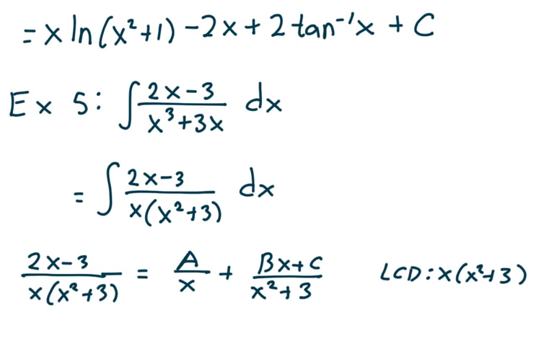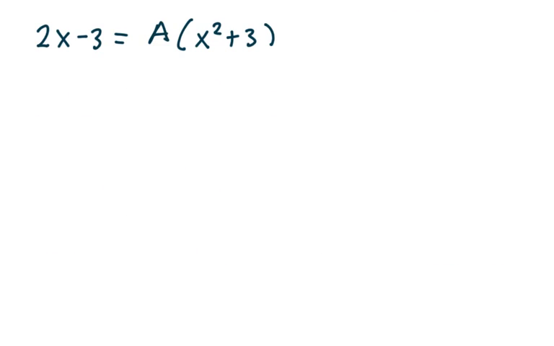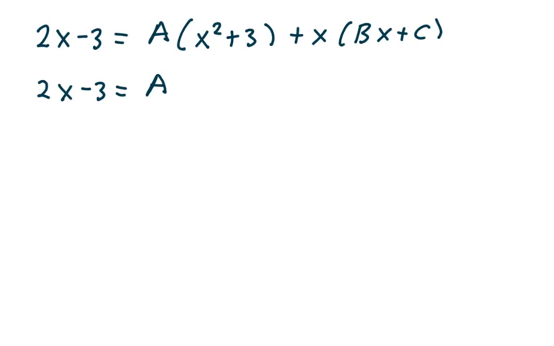So we get 2x minus 3 is A times (x squared plus 3) plus x times (Bx plus C). Now, 2x minus 3 is (A plus B) times x squared plus Cx plus 3A.